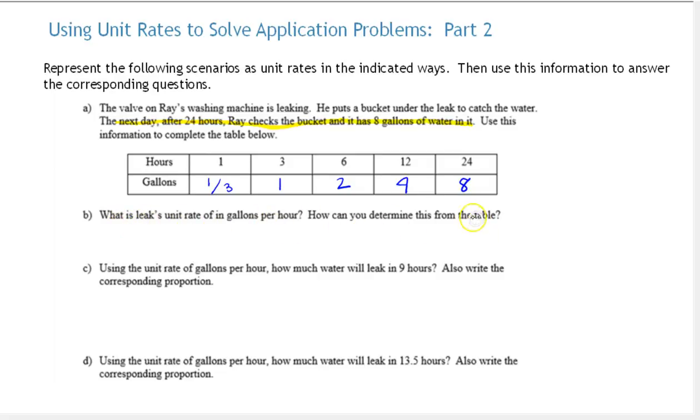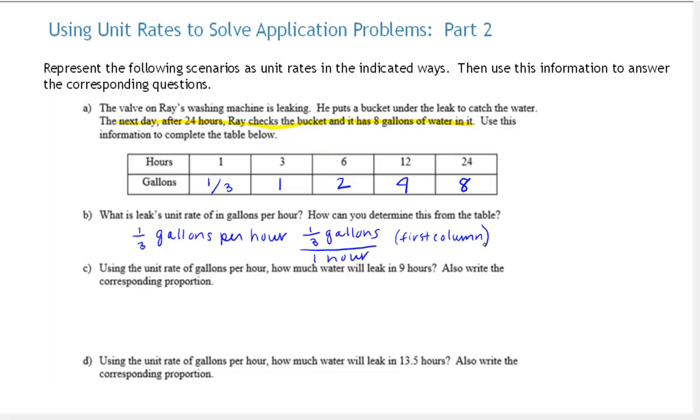Okay. So, what is the leak's unit rate in gallons per hour? How can you determine this from the table? So, it is 1/3 gallons per hour. We can also write this as 1/3 gallons over 1 hour. And we read this from the first column.